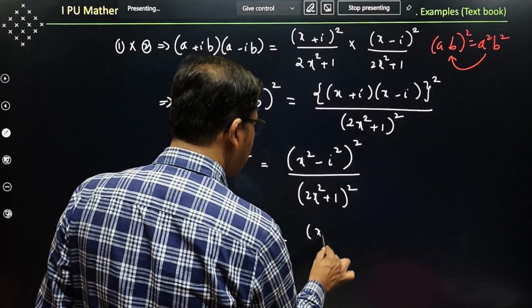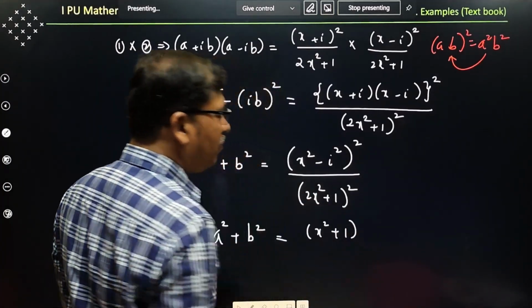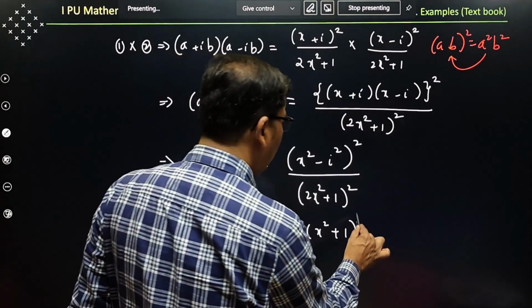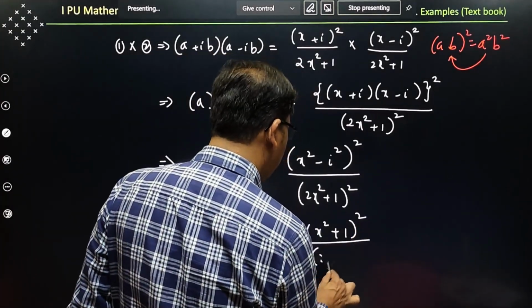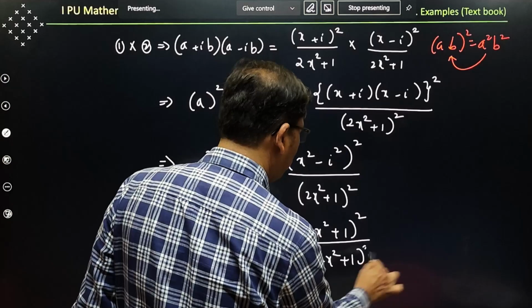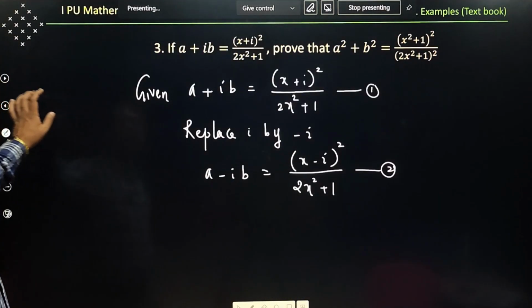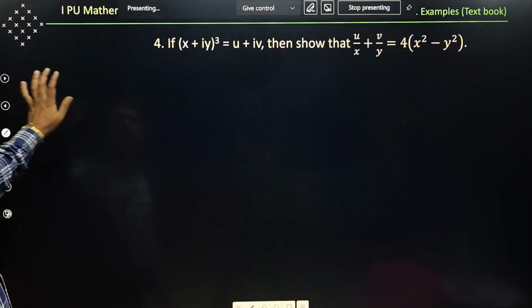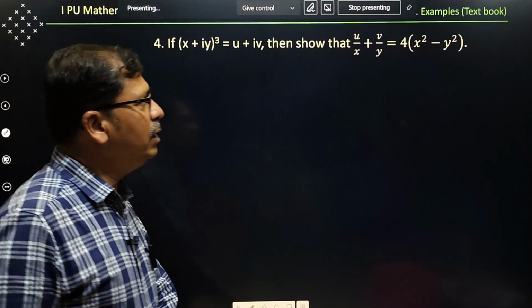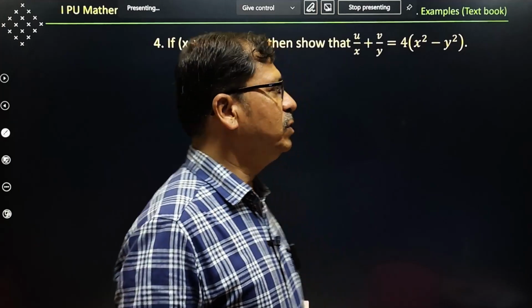Now a square plus b square is equal to, what you are getting? x square minus i square, it becomes x square plus 1, because i square value is minus 1, whole square divided by (2x square plus 1) to the power 2. So this is what we need to prove.